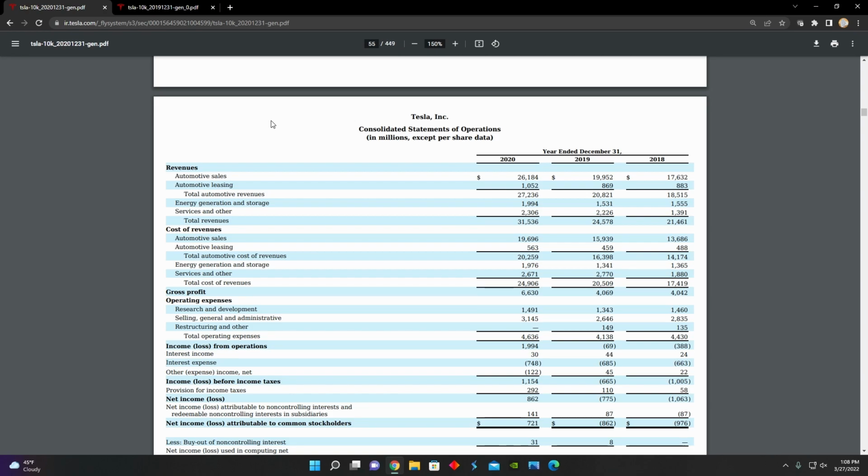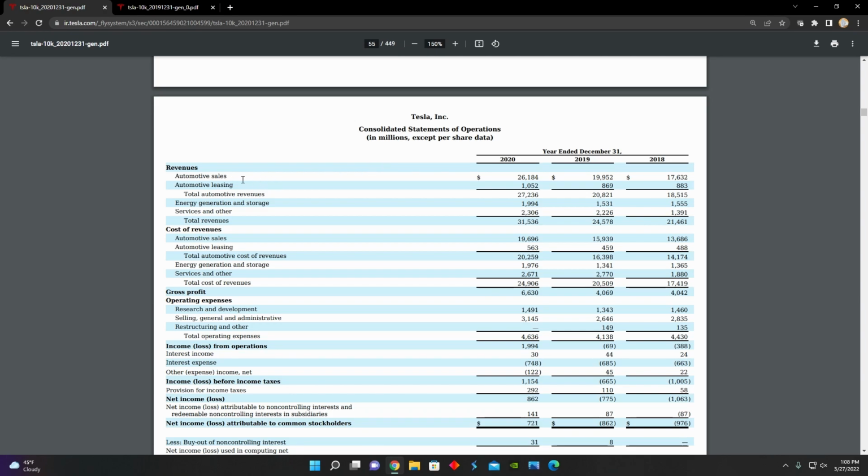So if they deliver a car to the customer on December 30th, 2020, and it's a $50,000 car or something, then they will recognize $50,000 worth of revenue for 2020 for that car sale, even though they didn't receive the cash for the car. That's basically what the accrual-based accounting method points out.